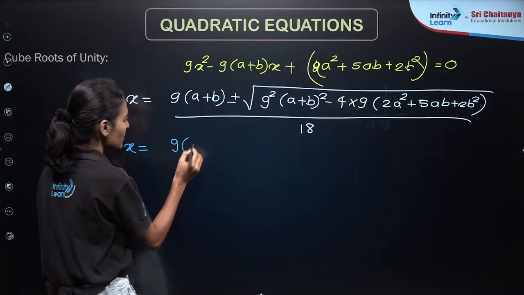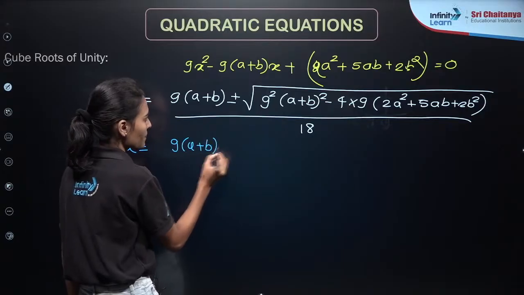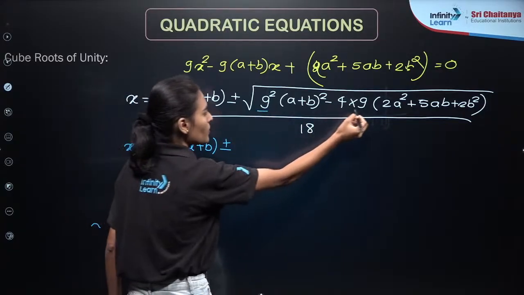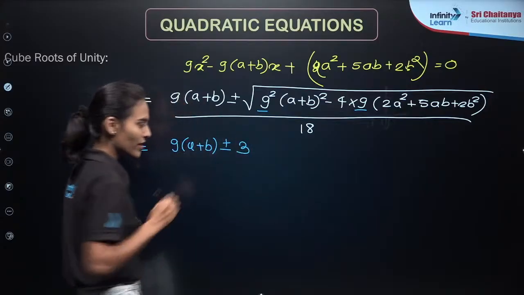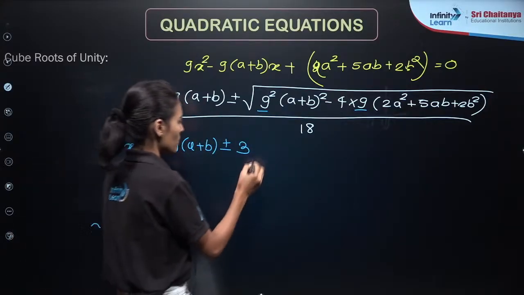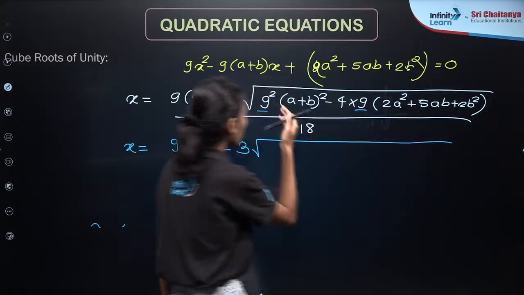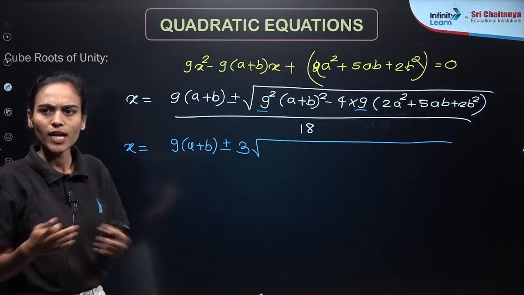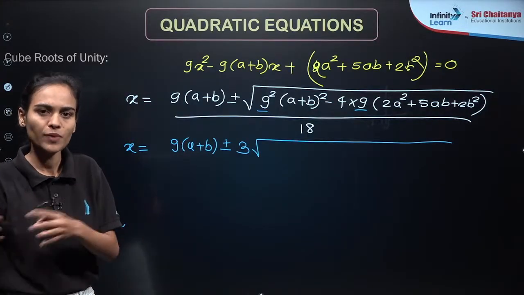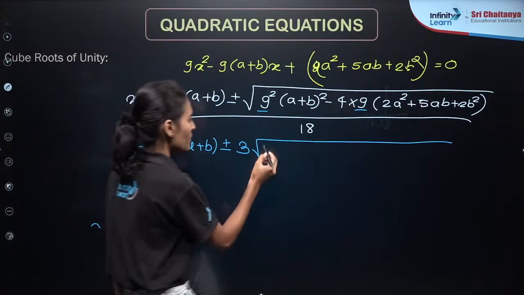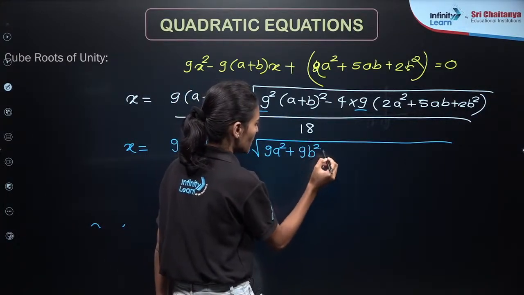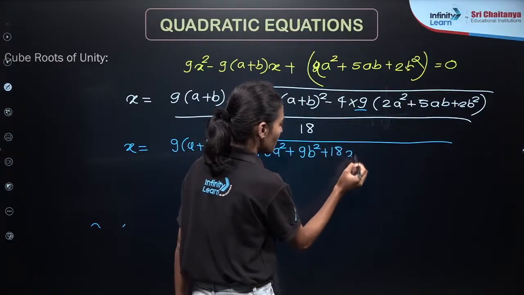This is 9 times (a plus b) plus or minus. See, 9 is common, so take 9 common outside the root; it will come out as 3. So inside, one 9 is gone, one 9 is remaining into (a plus b) whole square. (a plus b) whole square is a square plus b square plus 2ab, into 9 means here you have 9a square plus 9b square plus 18 times ab.